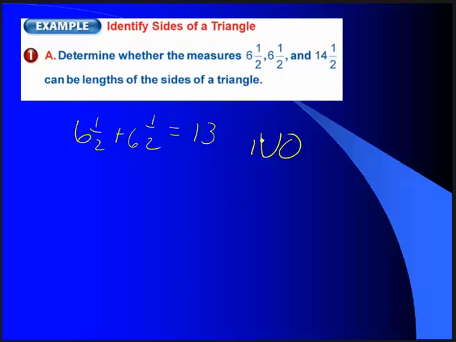Okay, we don't have to keep going. But if we had a yes here, we would have to keep going and pair up all the possibilities to see if we got a yes for all of them.